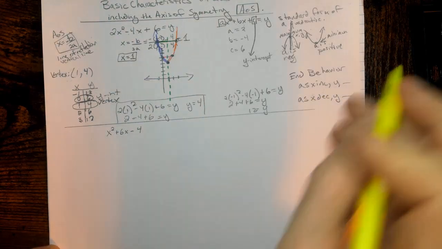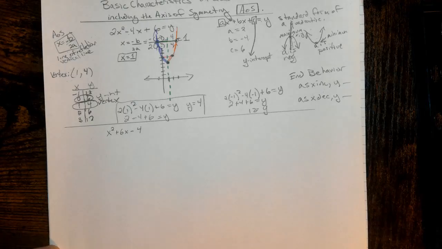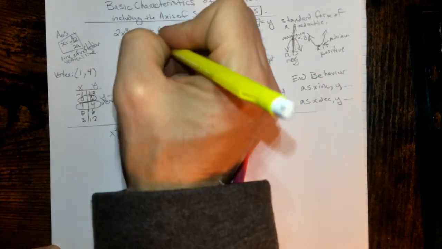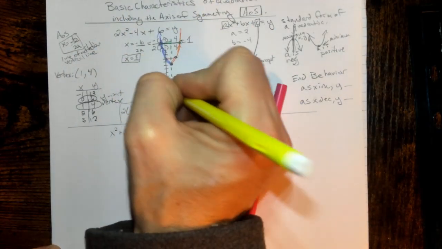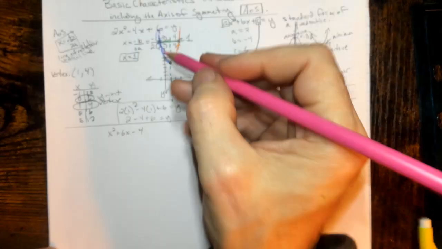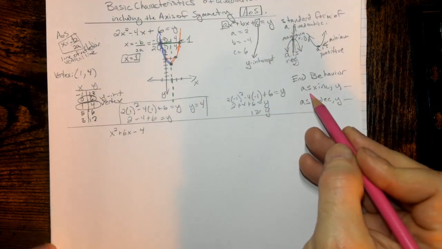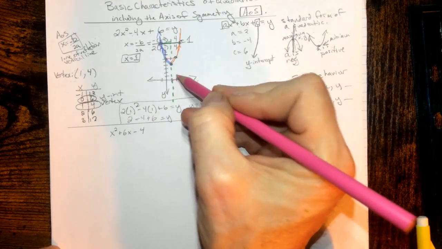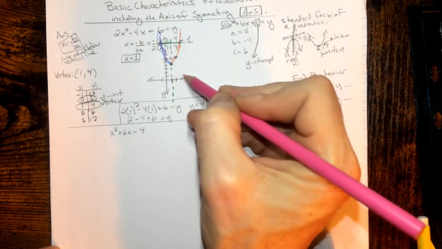So we want to look at the graph and say, all right, well, let's go to the vertex. And of course, x is right here, and this is y right here. So if I go from my vertex and I read as x increases, that means I'm going to the right, right? Because from 1 to 2, 2 to 3, these are increasing.